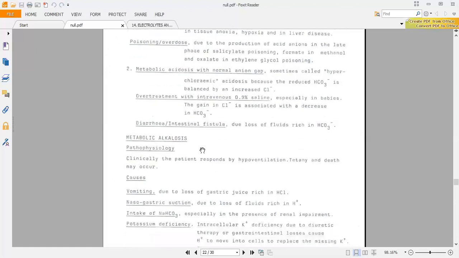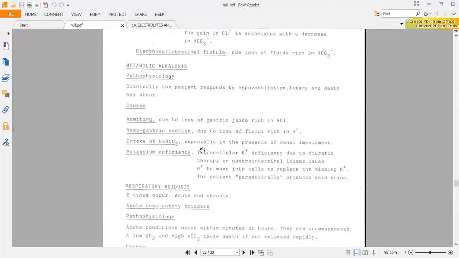Good. Let's go to metabolic alkalosis. So metabolic alkalosis, as I said, vomiting. Now remember that if you are vomiting, you are losing H plus. So if you lose a lot of the acid, then that means that there will be a lot of base inside your system. So that's the reason why vomiting causes metabolic alkalosis, whereas diarrhea will cause metabolic acidosis. Please remember this very well.